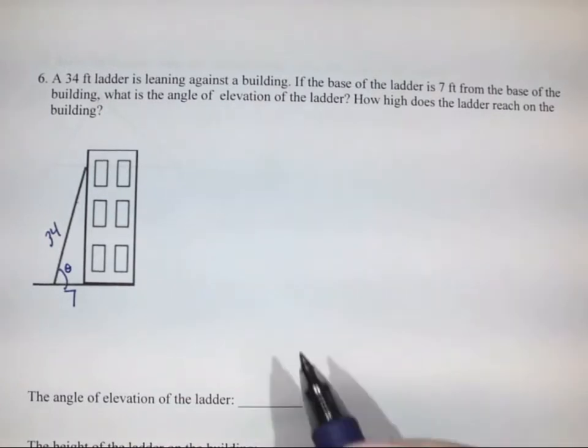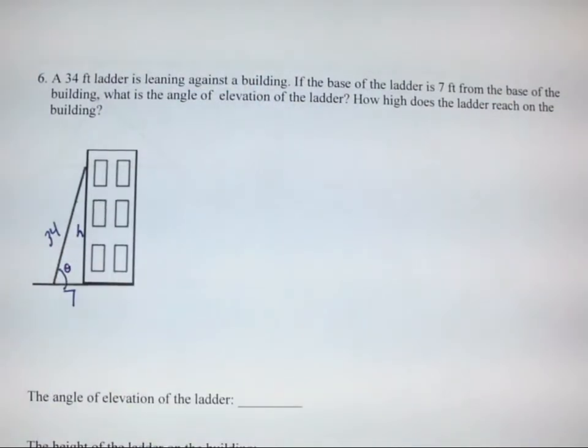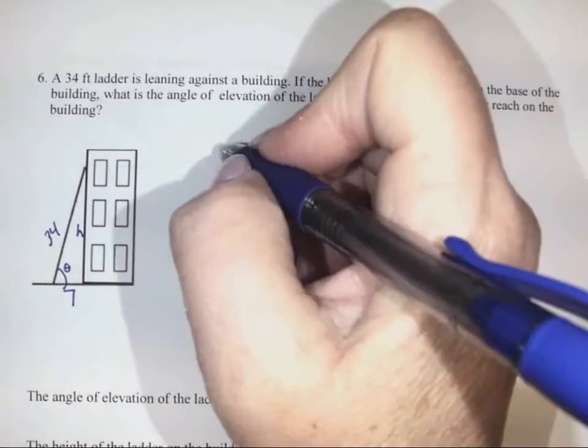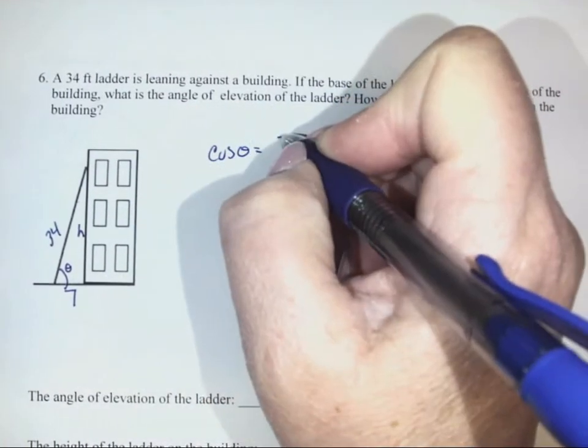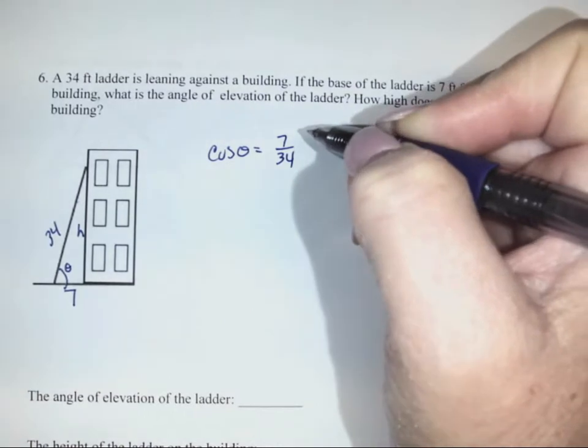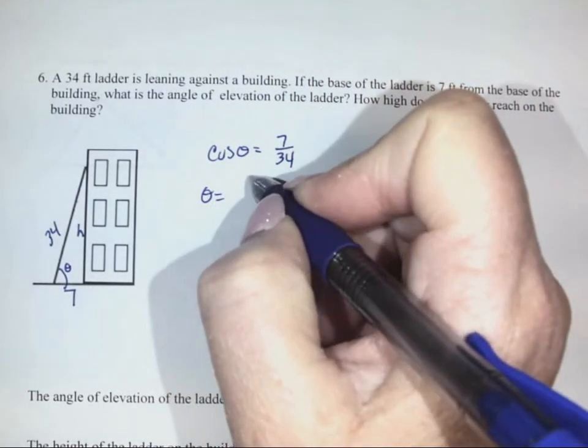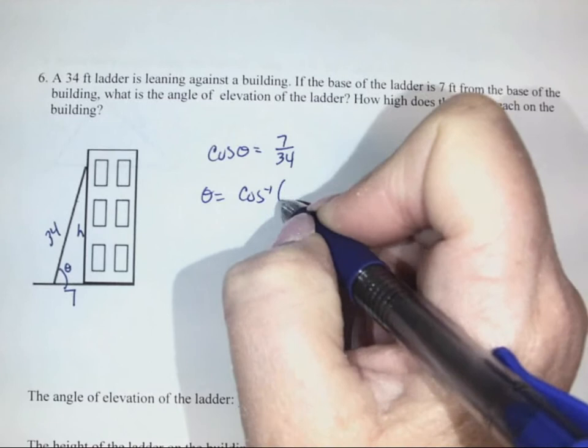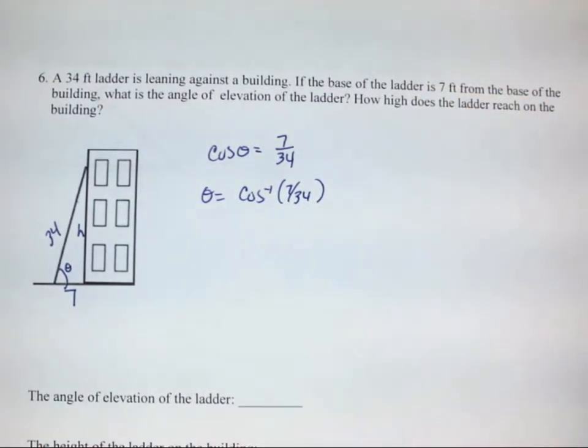And we also have to find out how high the ladder hits on the building. So try to pick the easiest way to go about this. So if I need to find my theta, I have 2 values here. I have the adjacent and the hypotenuse. So I'm going to use cosine of theta is equal to 7 over 34. So my theta would be equal to the cosine inverse of 7 over 34.